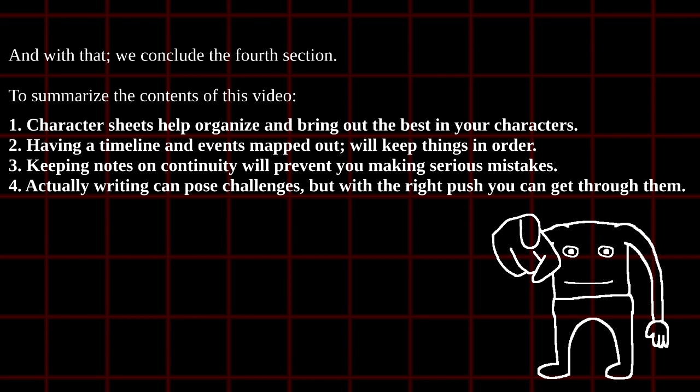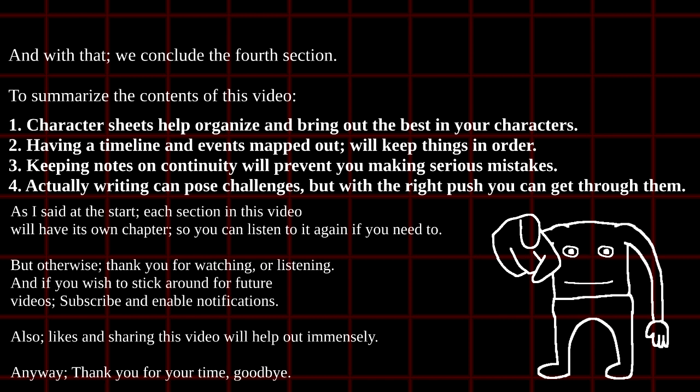To summarize the contents of this video: 1. Character sheets help organize and bring out the best in your characters. 2. Having a timeline events mapped out will keep things in order. 3. Keeping notes on continuity will prevent you from making serious mistakes. 4. Actually writing can pose challenges, but with the right push you can get through them. As I said at the start, each section in this video will have its own chapter, so you can listen to it again if you need to. But otherwise, that's pretty much it for this video.